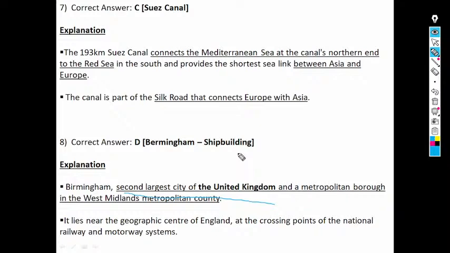Birmingham is not for shipbuilding. It is basically a railway and motorway system hub, meaning it is for automobiles basically. Basically, in automobiles Birmingham is famous in the UK.